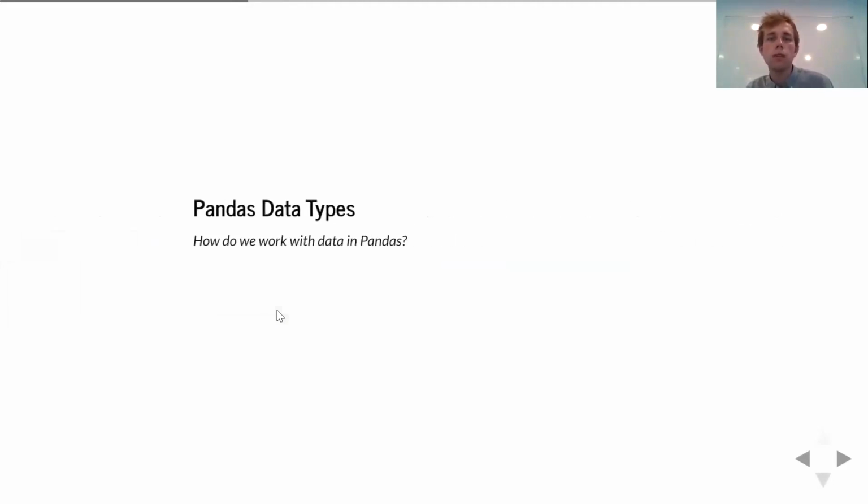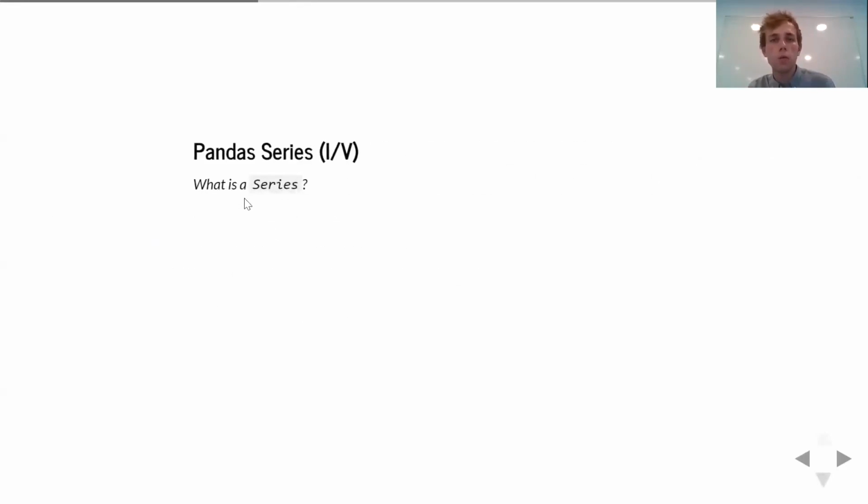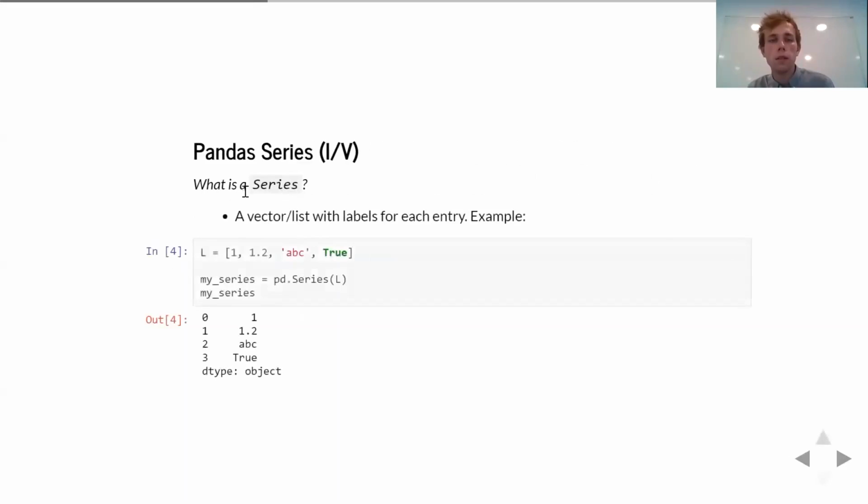Okay, so how do we work with data in Pandas? We use two fundamental data structures. There is the Pandas series and the Pandas data frame. So let's cover each of these separately. So what is a series? You can basically think of it as a vector or a list with labels for each entry.